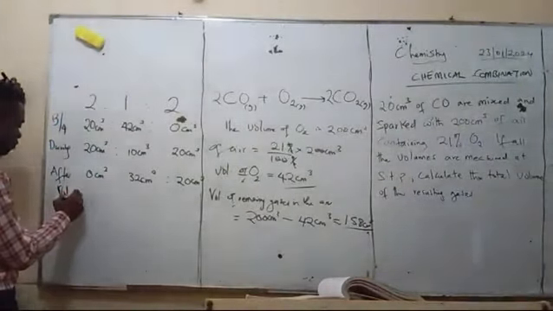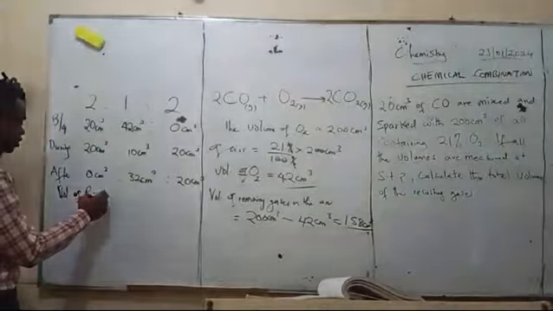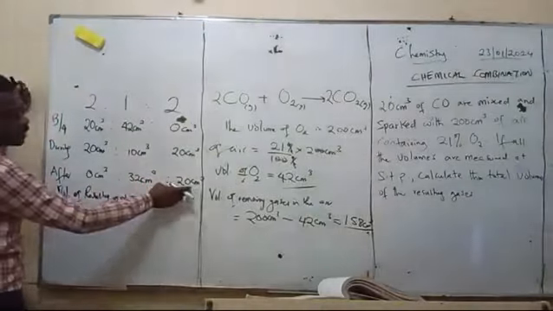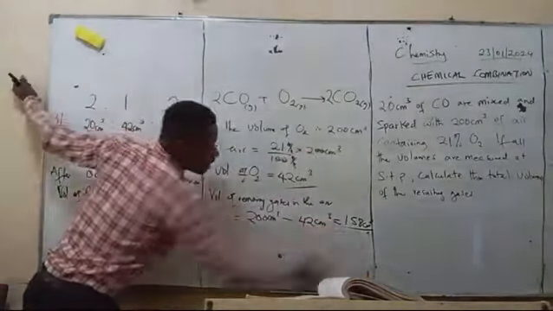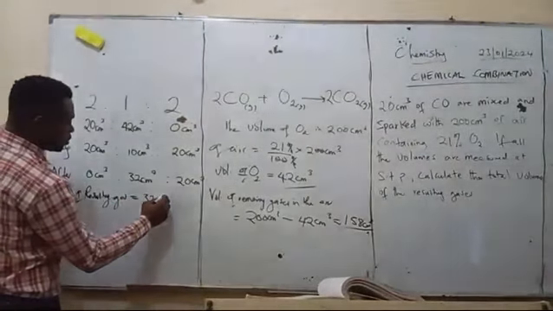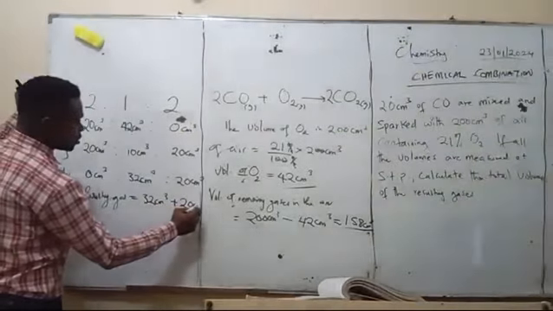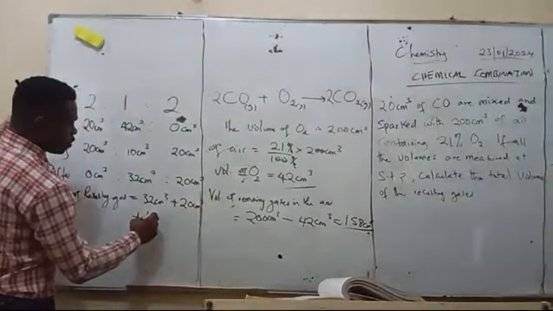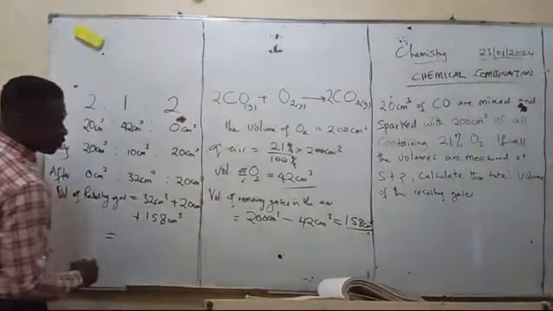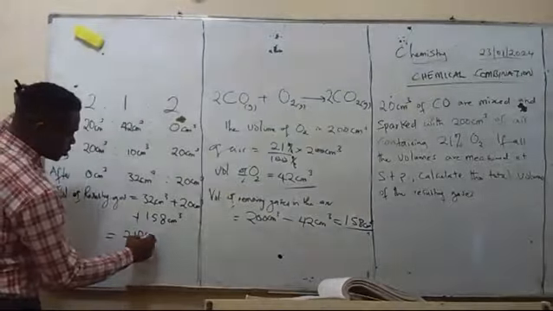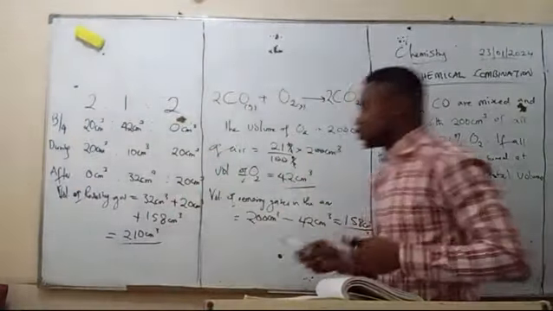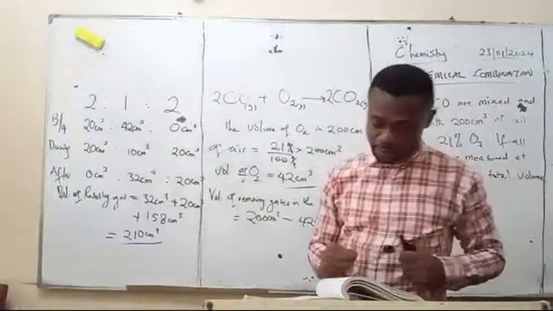Then resulting gases will now become, volume of resulting gases is now equal to, add up this one to the one that remains here, right? 32 cm cube plus 20 cm cube plus 158 cm cube. The answer is 210 cm cube. So the volume of the resulting gases is 210 cm cube. Any question here?